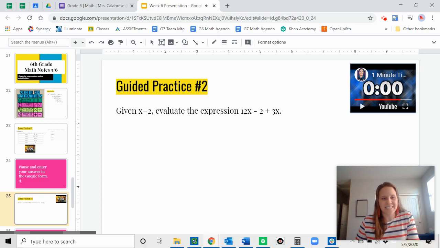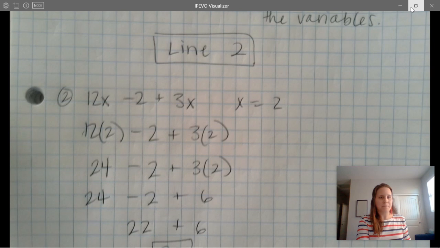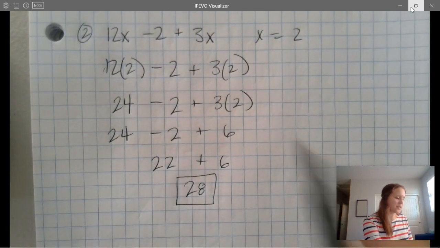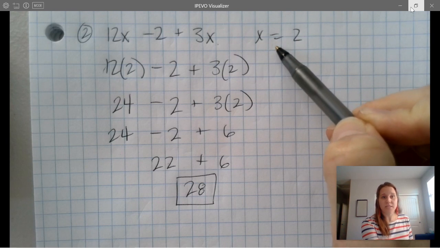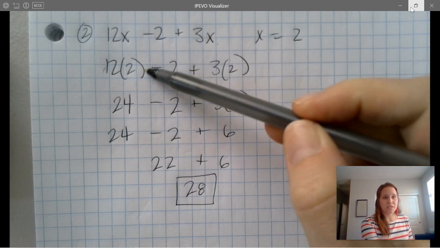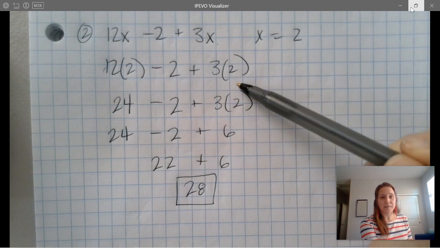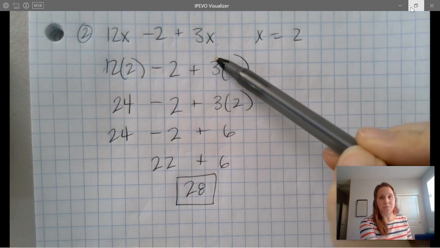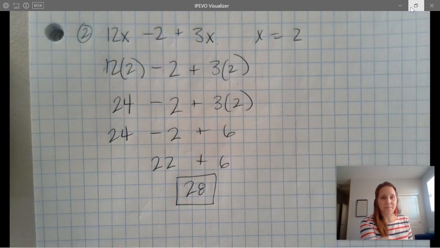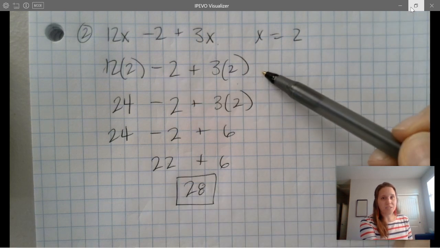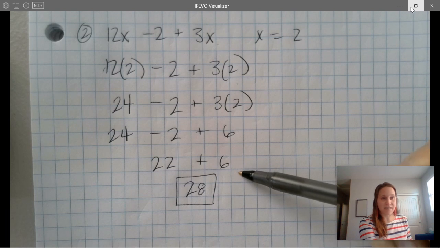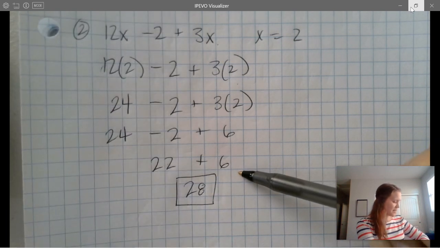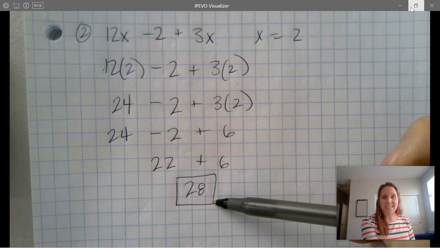All right. Let's take a look at question number 2. First step, please rewrite the expression on your paper and write the value of the variable you're using. I went ahead and substituted 2 for x here and here. Remember, if it's the same variable within this problem, it has the same value every time. Then I'm just simplifying using order of operations. This is all the same as yesterday. Just a reminder to do one step at a time. I get a final value of 28.